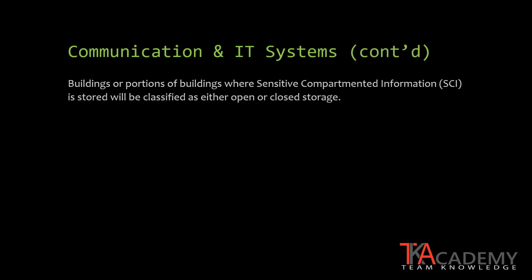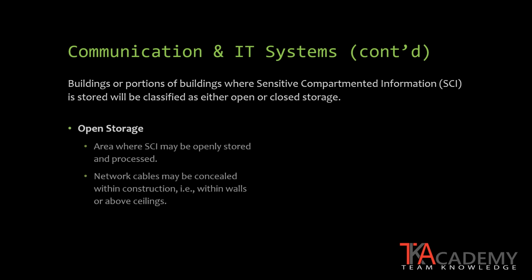Entire buildings or portions of buildings where sensitive compartmented information, also called SCI, is stored and processed will be classified as either open or closed storage. An open storage is where SCI may be openly stored and processed. Often this occurs when the entire building is rated as a SCIF. When this entire building is rated as open storage and SCI may be openly stored and processed, the network cables and conduit may be concealed within the construction of the walls or ceiling above.